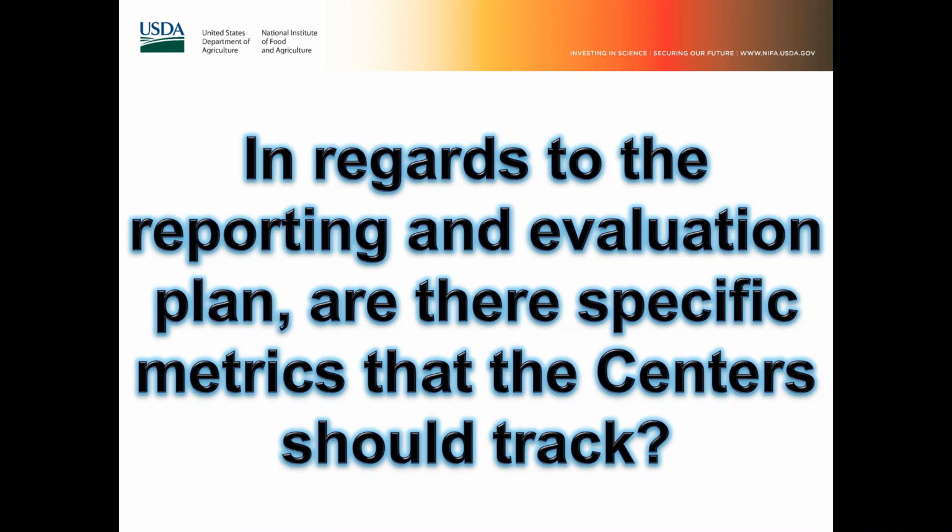Okay, the next institution, North Carolina A&T. We believe that the metrics that were highlighted in the 2019 RFA are sufficient and appropriate. Namely, these are located on pages 14 and 18 of that RFA, and they reflect the outcomes, the output, and the impact that these centers will have had on their respective communities. Thank you. Okay, thank you.